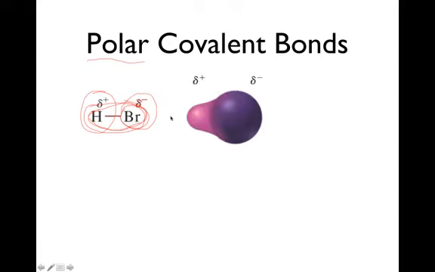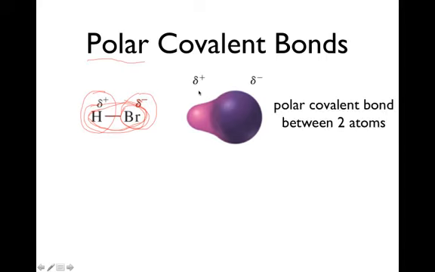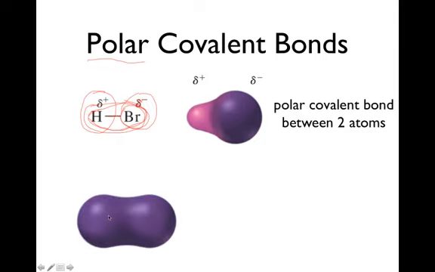Your book shows this in a slightly different format here. It's basically trying to show you here that the bromine atom is a lot bigger than the hydrogen atom. Nevertheless, the bromine part of the molecule has a slight negative charge. The hydrogen part of the molecule has a slight positive charge. Now let's imagine a slightly different situation. Let's imagine that we have two bromine atoms attached to each other.